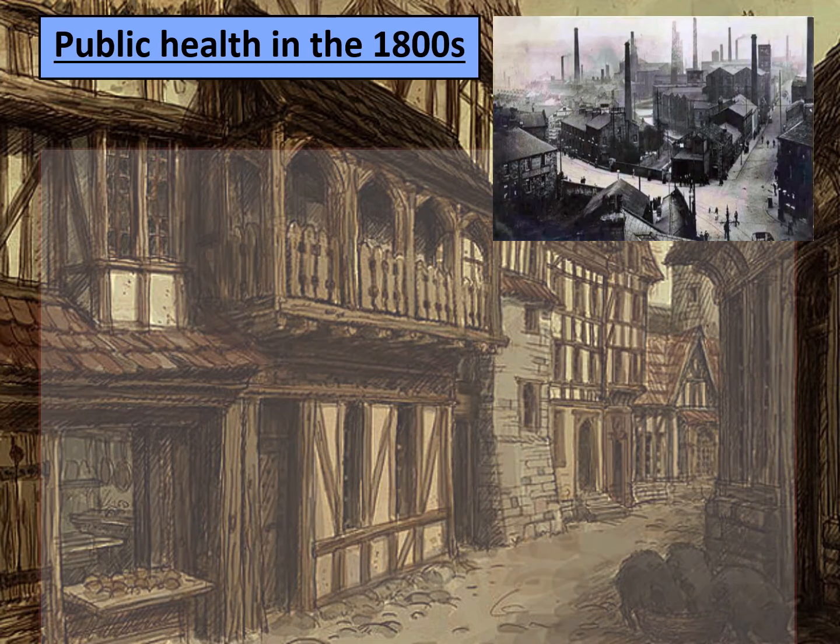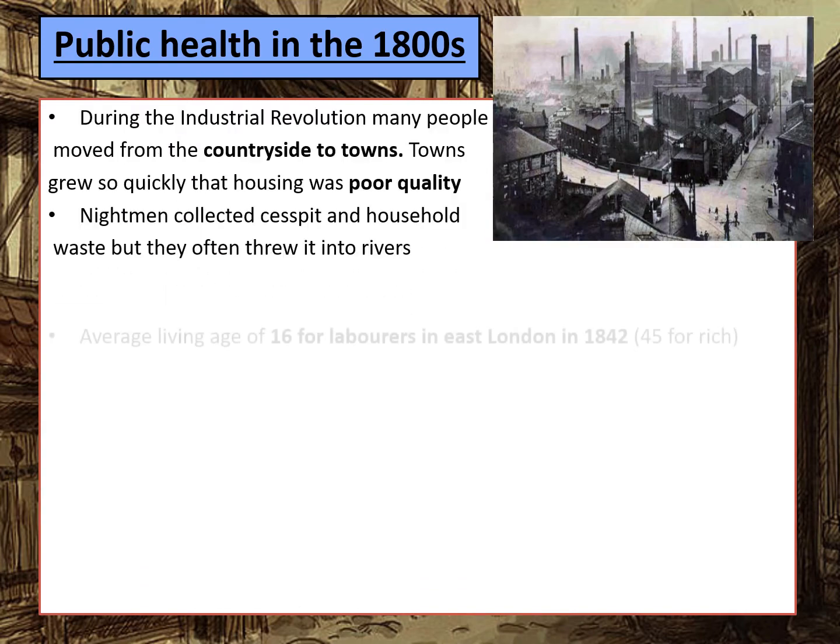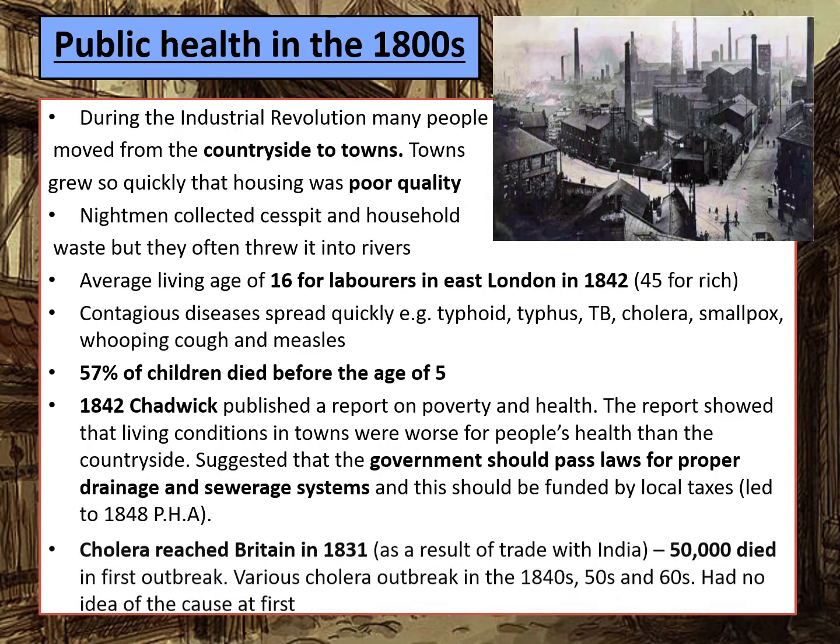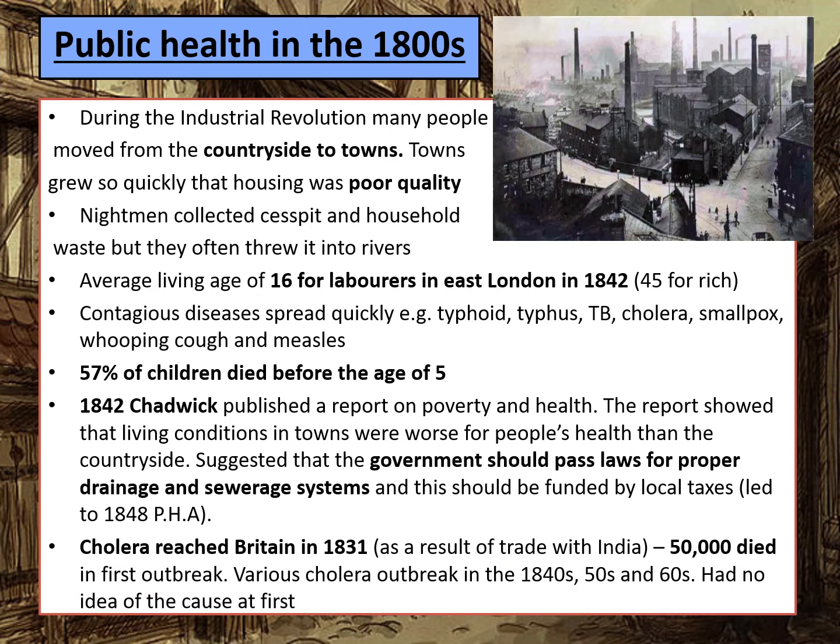We're now going to think about what public health conditions were like in the 1800s. Now, the 1800s is when Britain is going through the Industrial Revolution that essentially starts in about the 1780s, but really gets going by the time we get to the 1800s. During the Industrial Revolution, many people moved from the countryside to towns. Before the Industrial Revolution, about 80% of the population lived and worked in the countryside on things like farms. And then by the time we get to this industrial age, it's only about 30% of people that are living and working in the countryside.